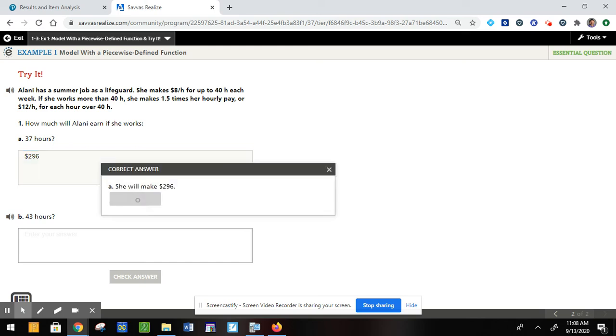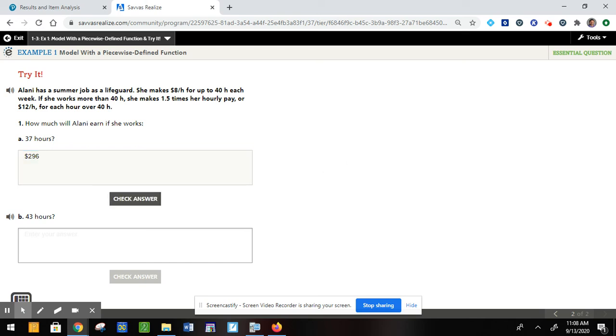Okay, let's check our answer on that. We got it right. All right. For 43 hours, it's a little more complicated, right? You're using that second part of the function. So that's the part where we're going to use the function 12x minus 160. We're just going to substitute 43 in for x. 12 times 43 minus 160.